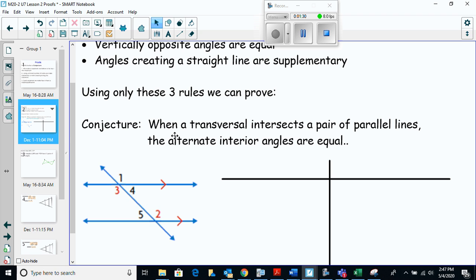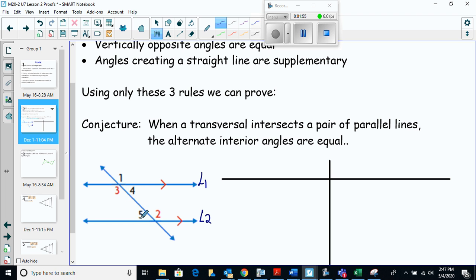So now, are they equal or not? The way that we will prove it is that we will assume that those two lines, line 1 and line 2, are parallel to each other. How do we know this? The picture is telling us with those two little arrows here.